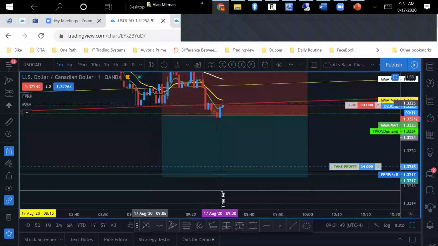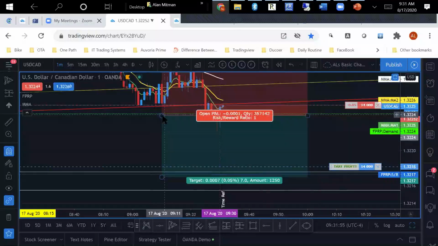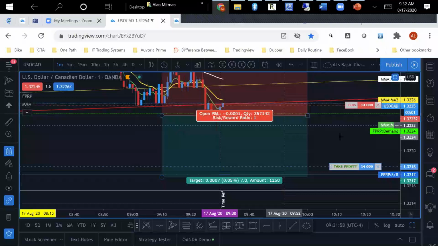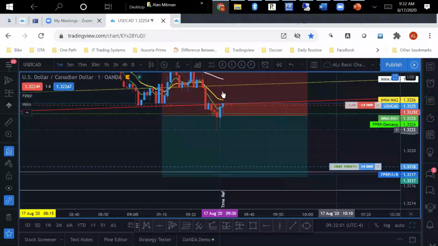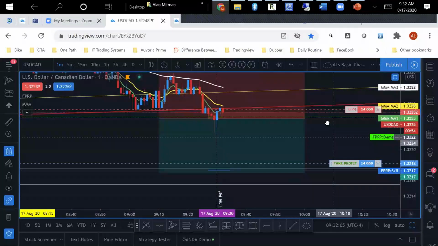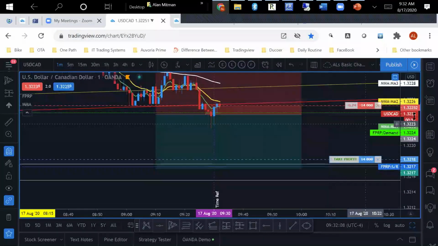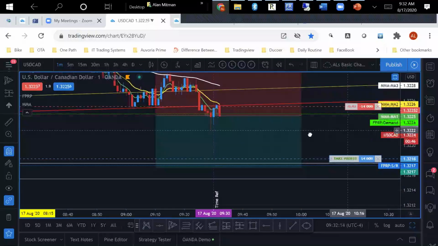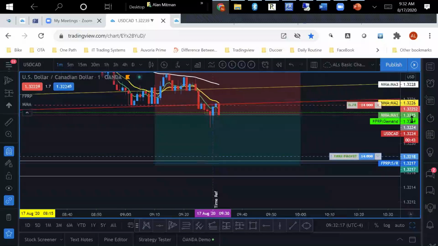I pretty much caught it off this red candle. Here's where I pulled the trigger. Here's where I got filled, 2 pips below. And now we're just waiting to see if it can maintain this trend. All I can say with that is keep an eye on it. Give it enough wiggle room to breathe, but if it starts struggling down here, take your profits early, put it in the bank, and have a good day.